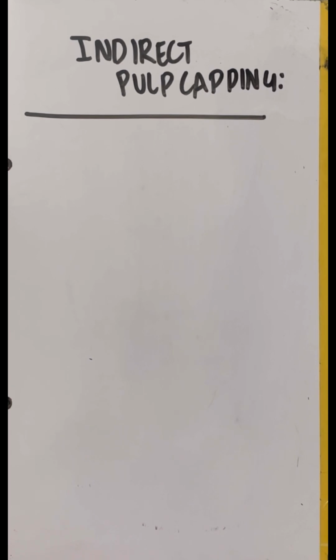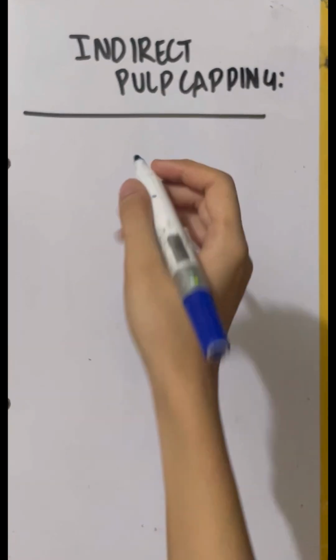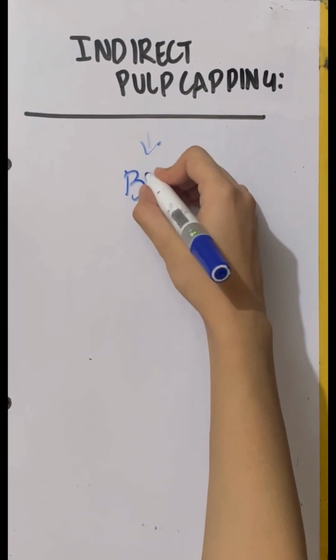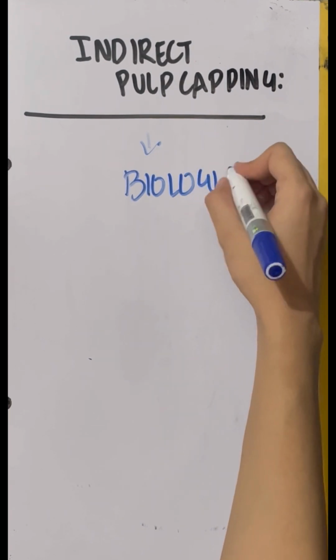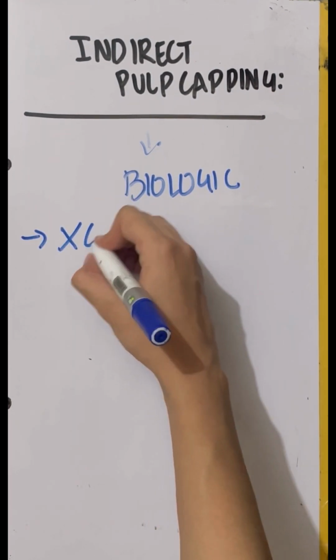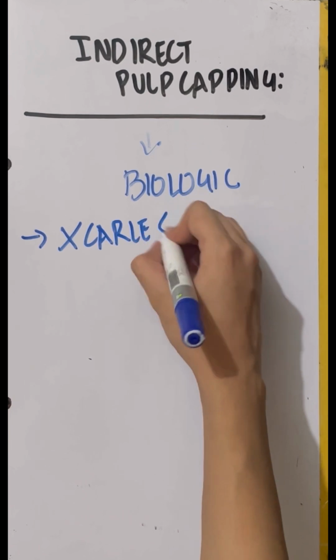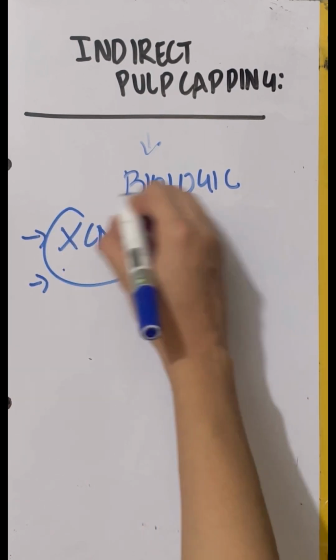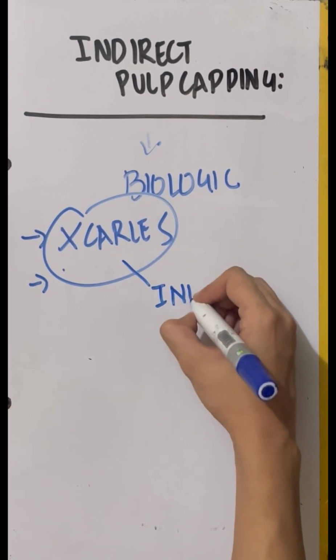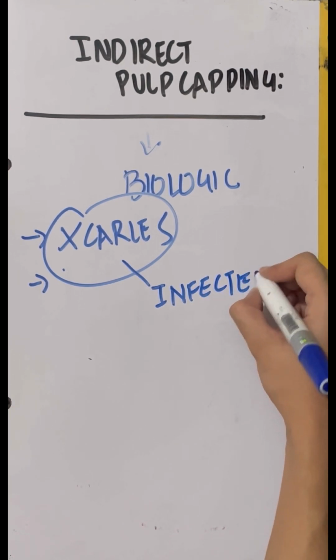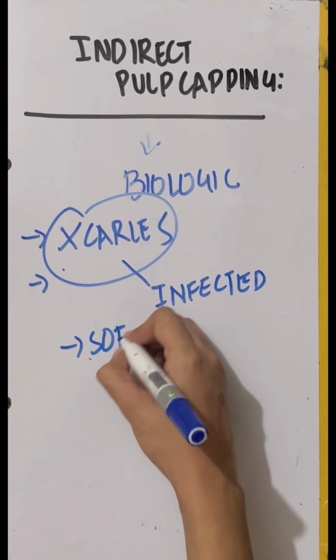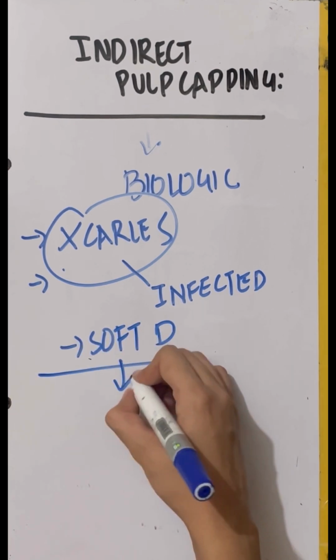Now we will be discussing the different procedures that we perform if the pulp is involved or about to be involved. The first that we are discussing is indirect pulp capping. What is indirect pulp capping? It is basically a biological approach in which we do not completely remove the caries. We just remove the infected caries while leaving some soft dentine there to protect the pulp.